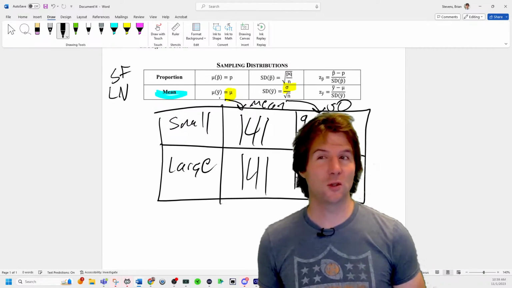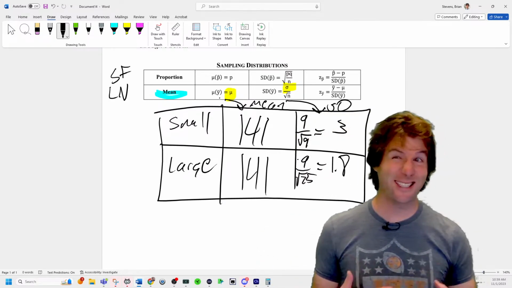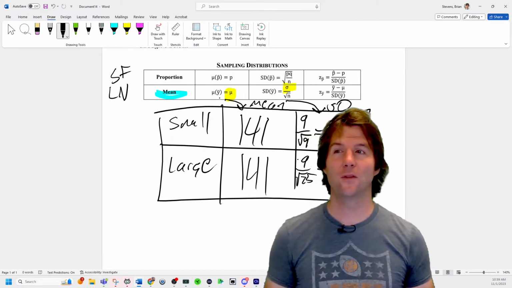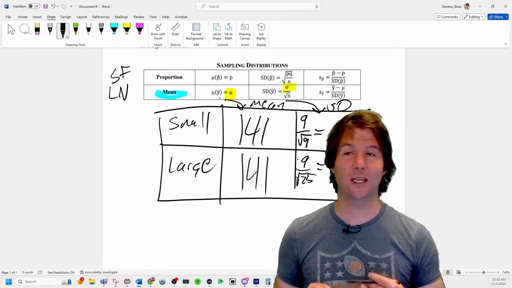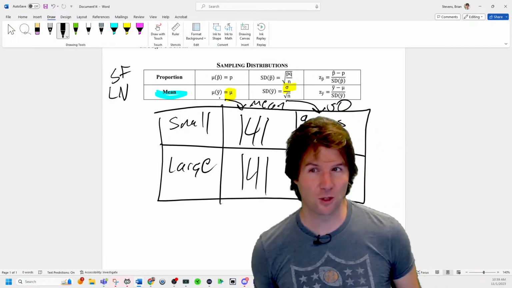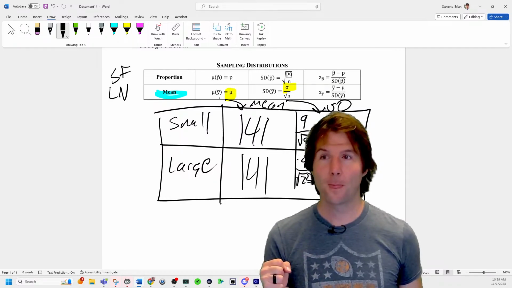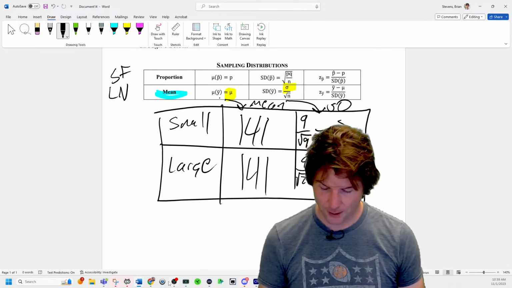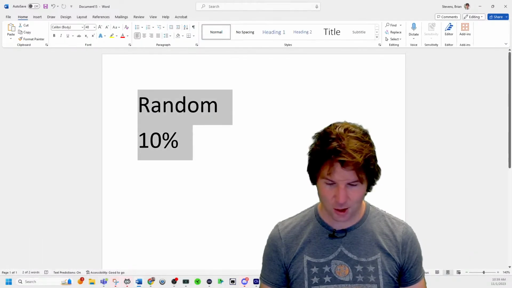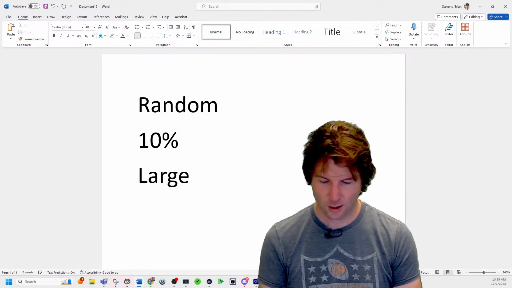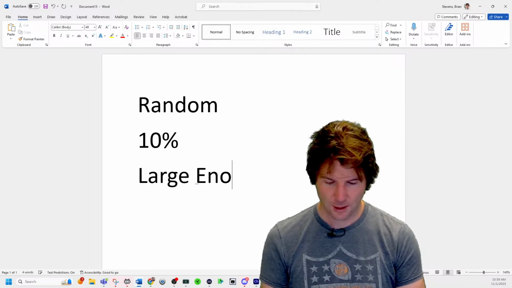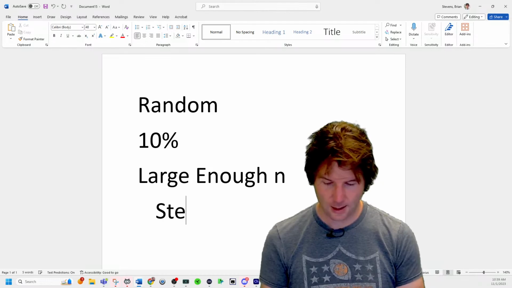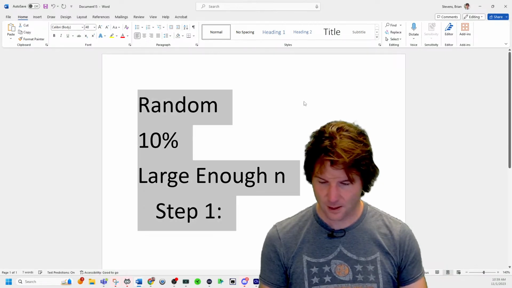If you did proportions, it would be success failures, which states we need at least 10 successes, at least 10 failures. If you're doing means, it's going to be large enough n, which states check the shape of the distribution to start. So check its shape, then know the sample size with the shape, and I'll write this down for you here. We first check the shape, so large enough n for us. Large enough n. Lowercase n. And then step 1, check shape.